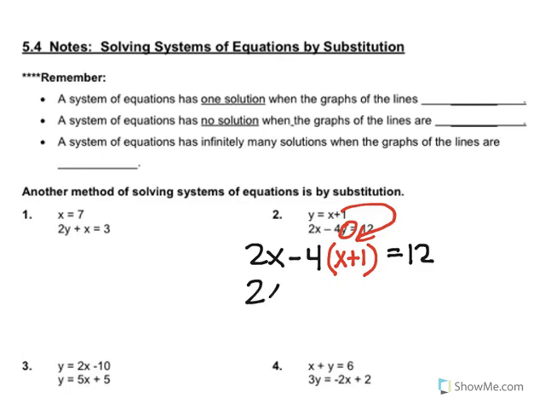We have 2x, nothing happened there. Now we're going to take negative 4 times x, and you get minus 4x. Then you're going to take negative 4 times 1, you get minus 4, equals 12. So we can combine like terms right here. We get minus 2x.